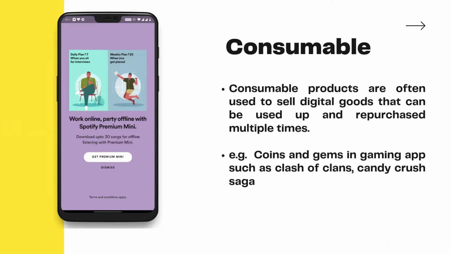Like if the user wants to buy multiple coins, multiple gems, or multiple stages of the application, then the consumable in-app purchase is mostly preferred. So next one is the non-consumable.